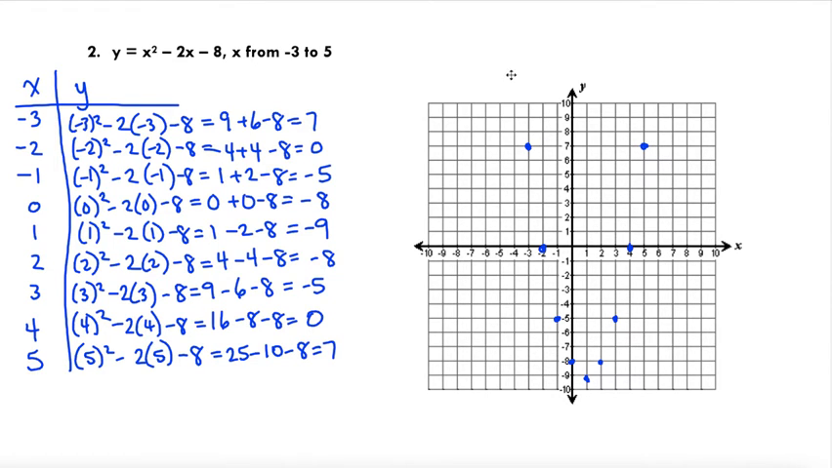So there we have this nice parabolic curve. We're going to do our best to connect these using a nice curved line. And there we have our parabola. So what did we discover?